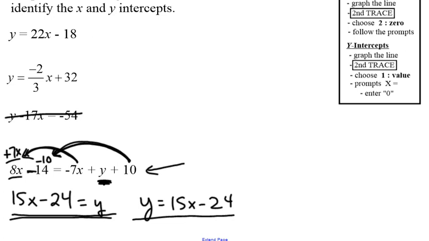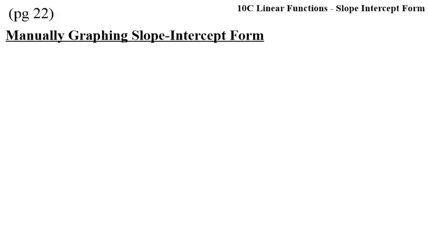Being able to do it with the calculator is one thing, being able to work without calculators another. All right, a bit of a long video because of that calculator work, but here we go. Manually graphing slope-intercept form. Really, we've already done this. We can do it on a calculator, but manually doing it, when we have y equals mx plus b, we've done this before. We graphed using slope, which is what we want to do.